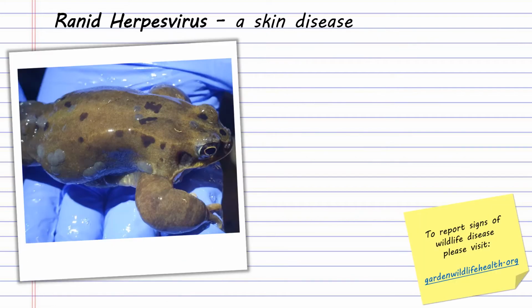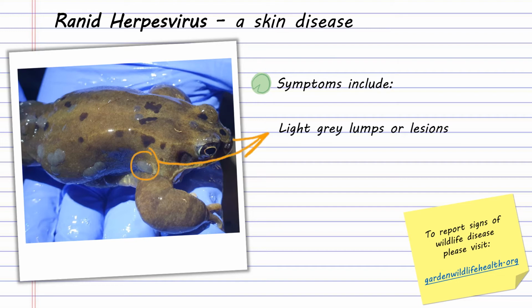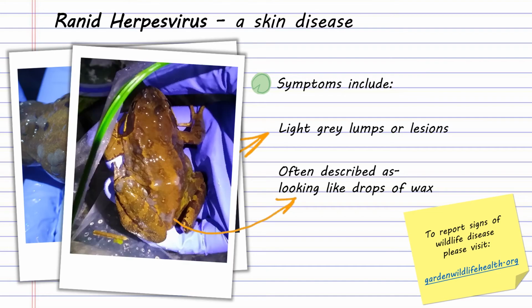So here's our first disease we're doing a quick overview of. This is Ranid herpesvirus. It's a disease of the skin. The symptoms include light grey lumps or lesions. They can also appear sort of light purple, and these are either dotted around the skin or can be all over the skin. And this is why they're often described as looking like drops of wax on the frog's skin, because they can cover their whole back.